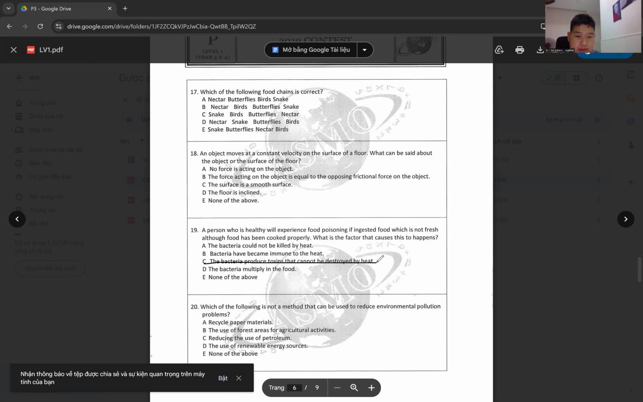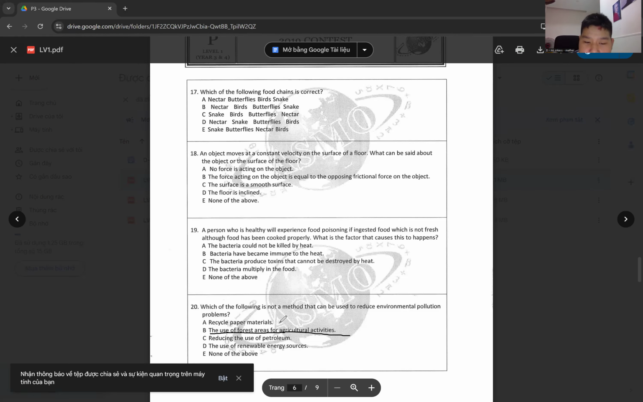All right, next question. Which of the following is a method that could be used to reduce environmental pollution problems? Recycle paper materials, the use of... Oh, it's not a method. All right. It's a use of forest areas.